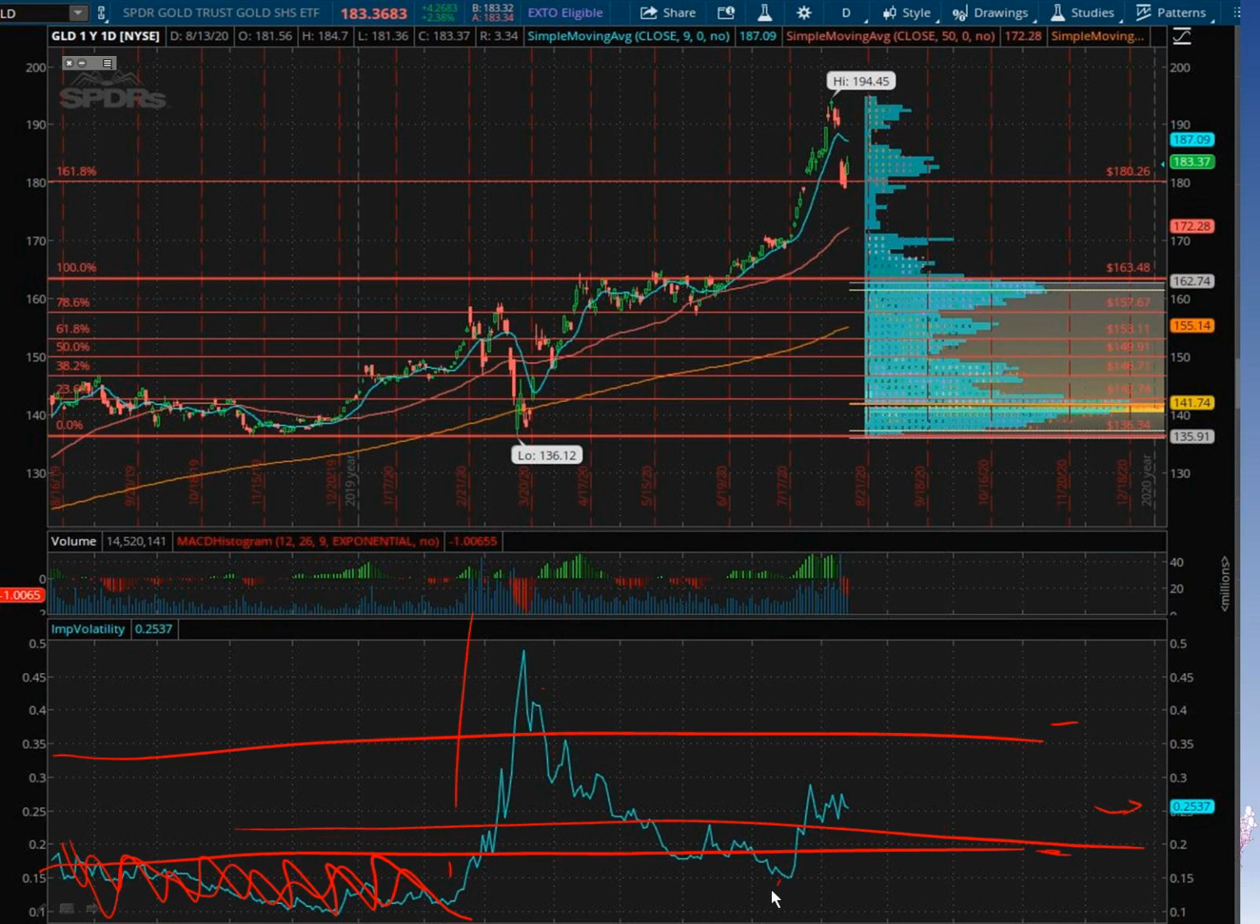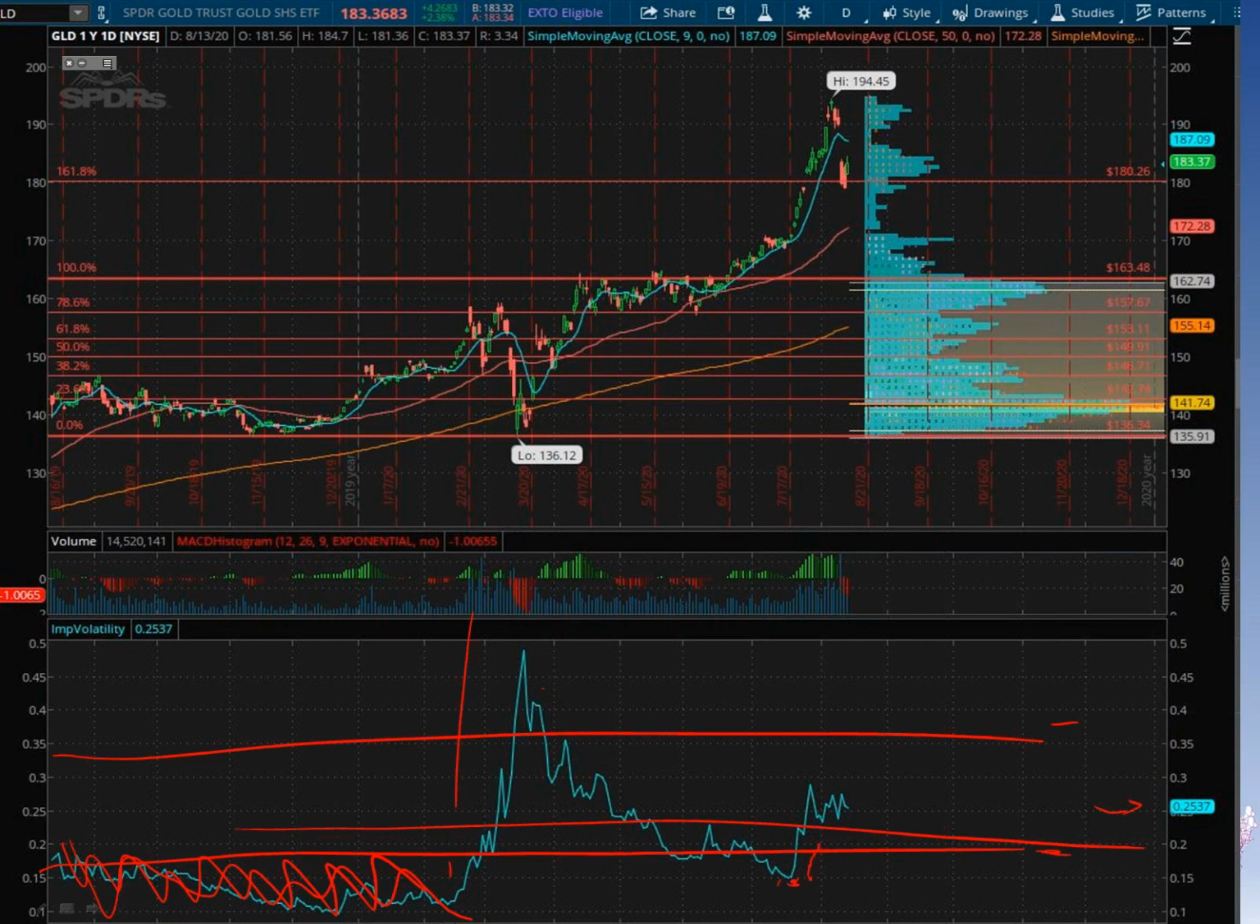Vice versa, if you're buying premium down in here, you could see the underlying trending sideways, and as that volatility starts spiking, you could be directionally wrong and still make money, which is what we want to take advantage of.